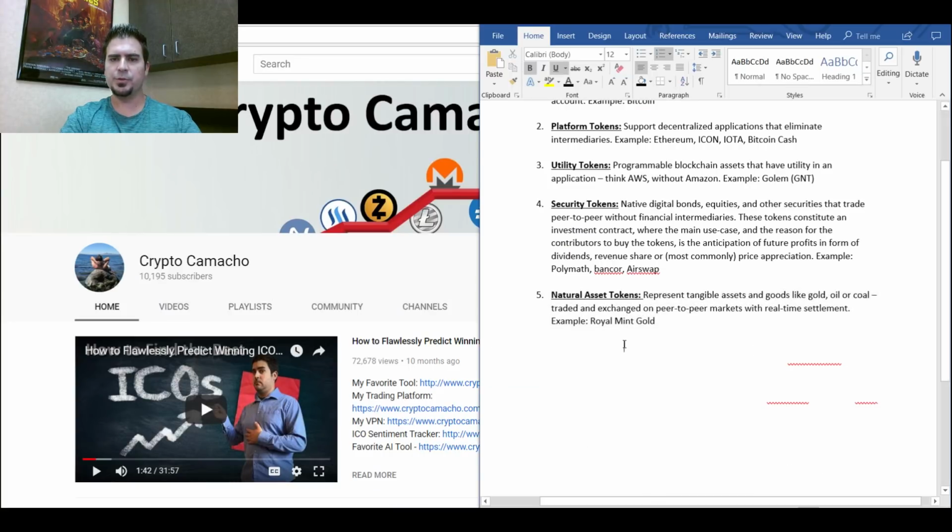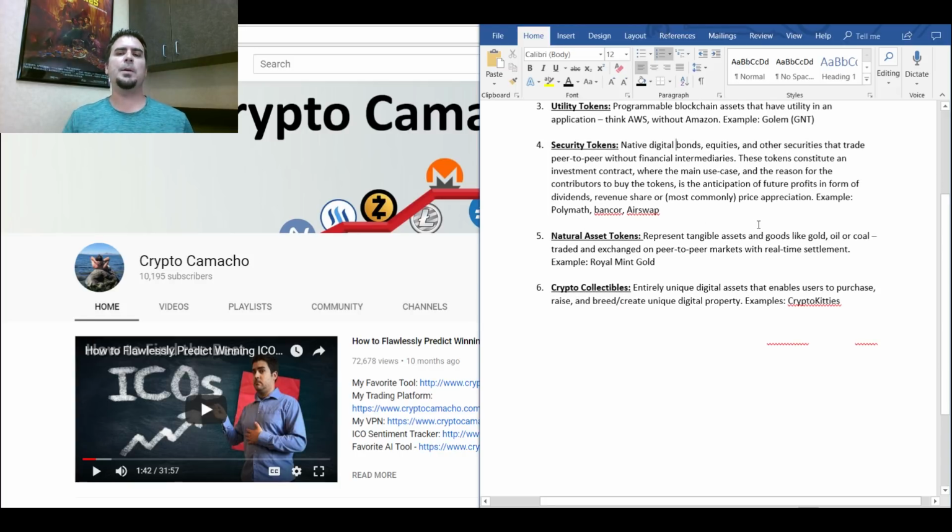Because I don't want to lose sight of the last two. These are also important, okay? So number 6, crypto collectibles. So what is a crypto collectible?